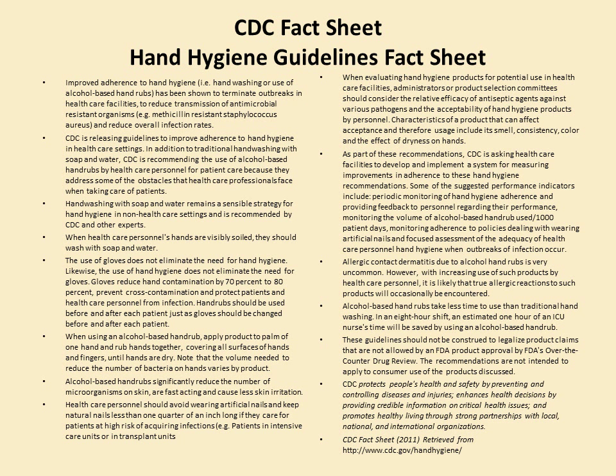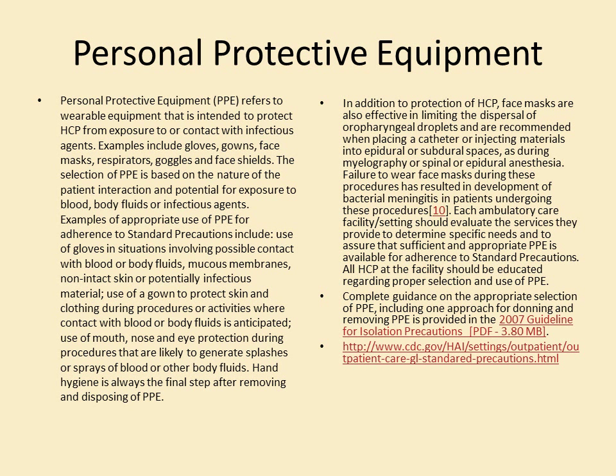The CDC fact sheet on hand hygiene is provided here for your review. This fact sheet gives healthcare personnel recommendations on when hand washing with soap and water is used and when alcohol-based hand rubs can be used. Personal protective equipment, or PPE, are gloves, gowns, face masks, respirators, goggles, and face shields. These are all products that we use to prevent healthcare personnel from exposure or contact with infectious agents.